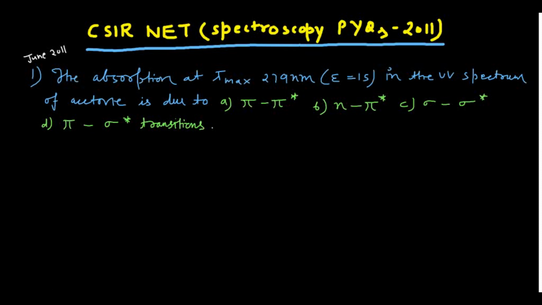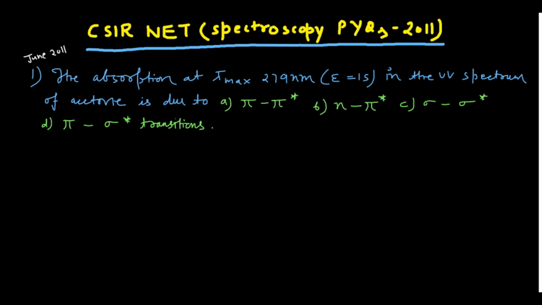So today I am going to discuss this problem from the 2011 examination, whether it is the June examination or the December examination. So this is the first problem. You see the absorption at lambda max 279 nanometer and molar absorptivity, that is epsilon, having the value of 15 in the UV spectrum of acetone, is due to the pi to pi antibonding transitions, non-bonding to pi antibonding transitions, sigma to sigma antibonding transitions, or pi to sigma antibonding transitions. So which is the correct answer in that case?